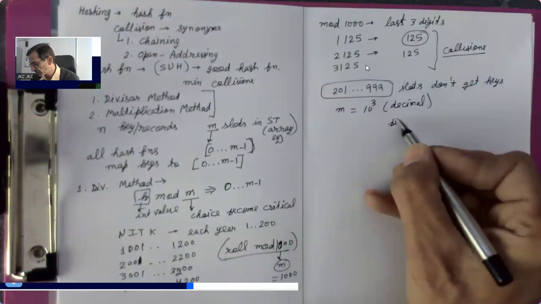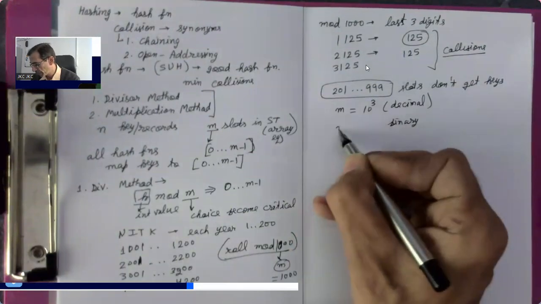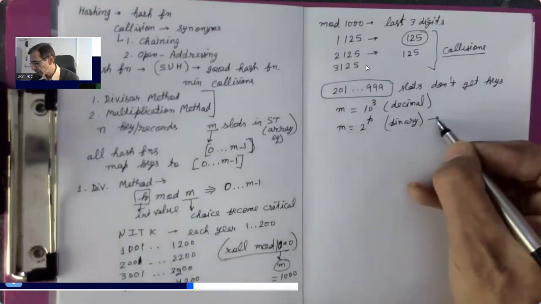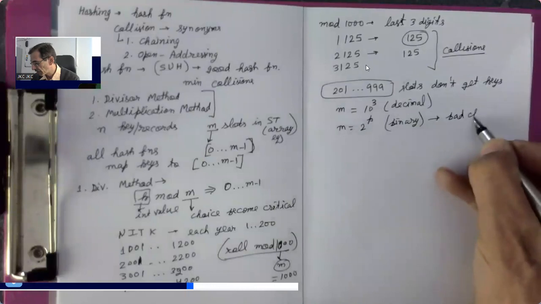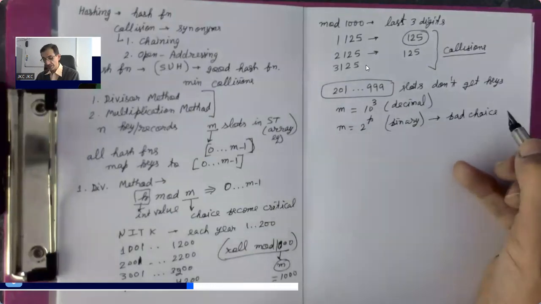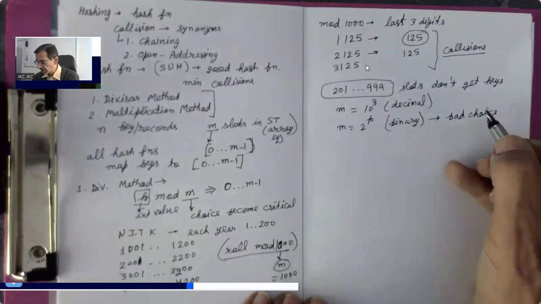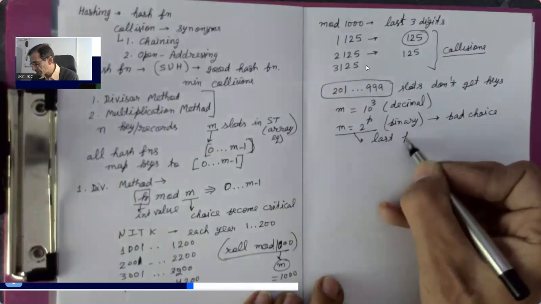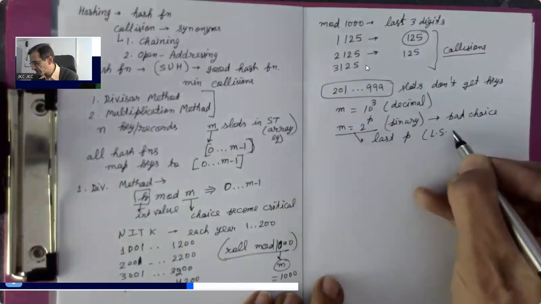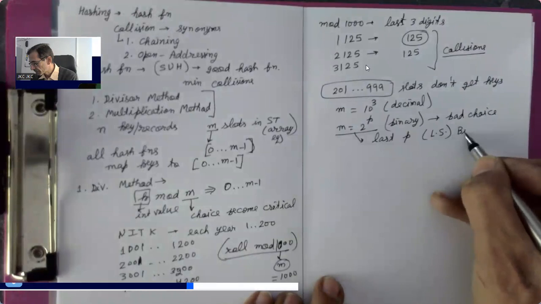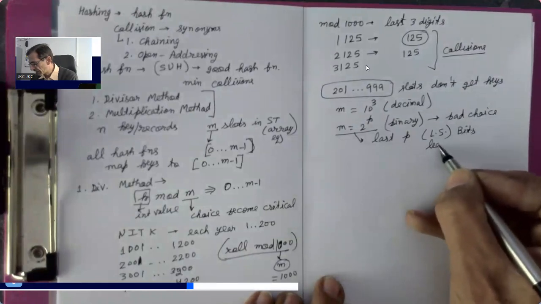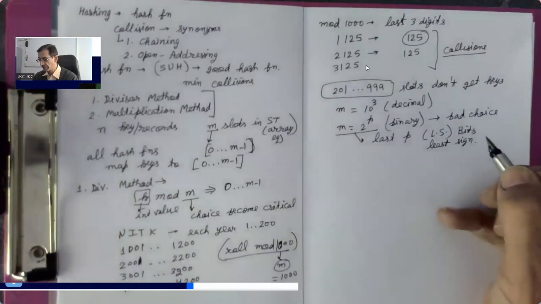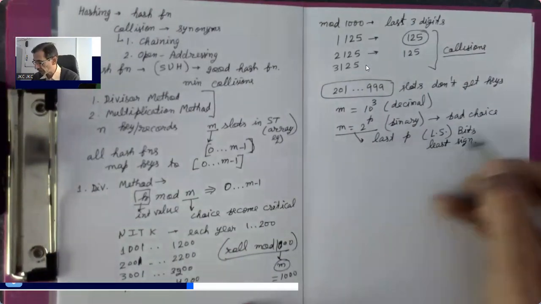Similarly, in a binary number system, if you choose M to be some power of 2, this is said to be a bad choice. It has been mathematically proven, and is also logically convincing, that if you choose M to be this, effectively it will extract the last P least significant bits. Only the least significant bits will play the role, and the other bits will effectively be ignored. So it's not a good choice.